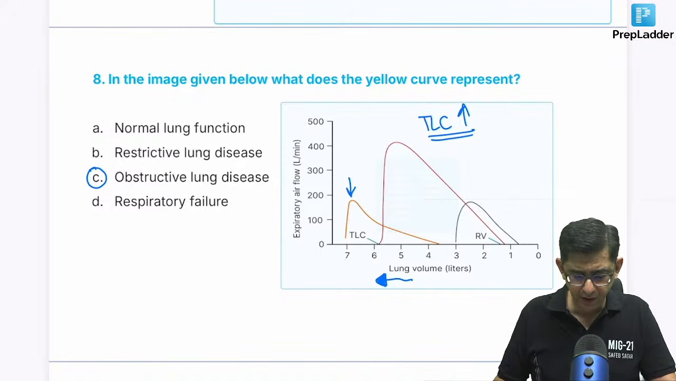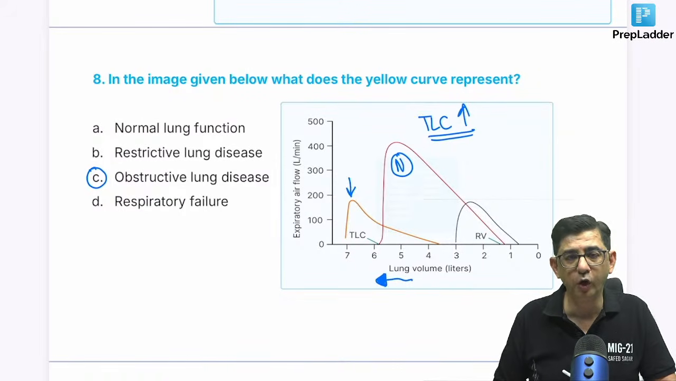Absolutely right, guys. I think this is not a normal lung function. Normal TLC is 6 liters. The curve in the middle is that for normal lung function.